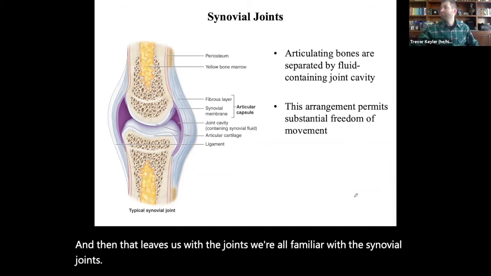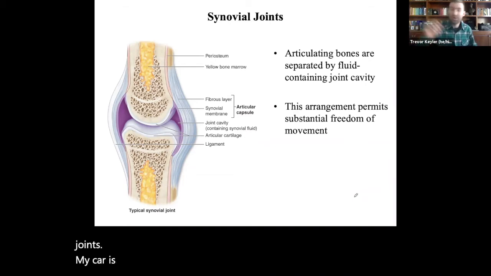Oh, my car is done. I dropped it off at the brake place today because I need new brakes and they're calling.